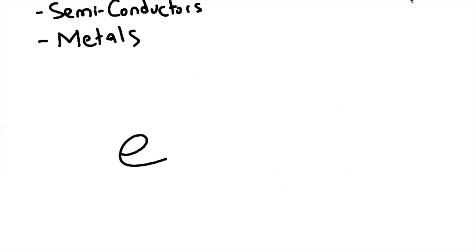Because, tell me one thing. Which one of these has more electrons? Metals, right? So I can say that the number of charge carriers is more. N is greater for metals, N is lesser for semiconductors. Now let's prove this using the formula.